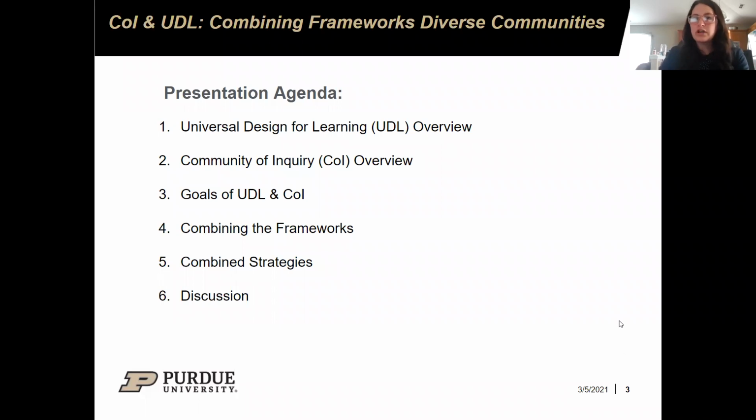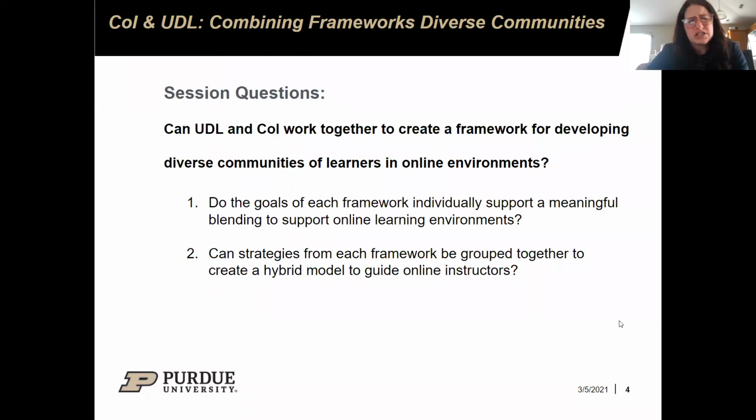So great. Just some questions to keep in mind as we go through, just to help guide us. The first one is, can UDL and CoI work together to create a framework for developing both diverse communities of learners and online environments? Do the goals of each framework individually support a meaningful blending of support for online environments? And then can these strategies from each framework be grouped together to create a hybrid model to help guide online instructors?